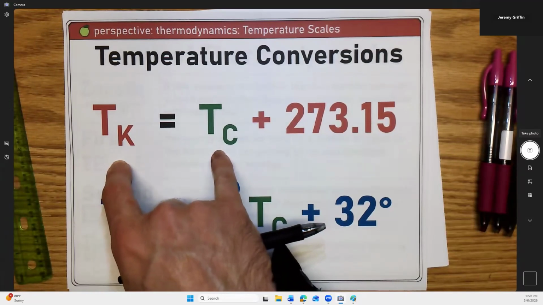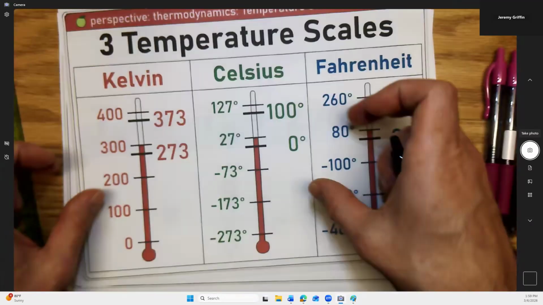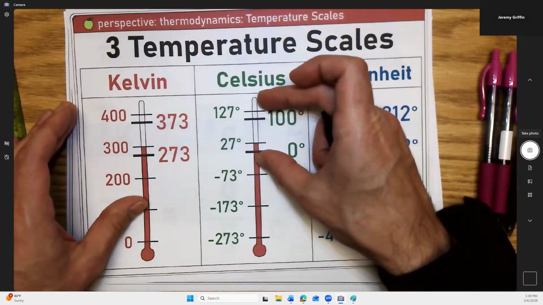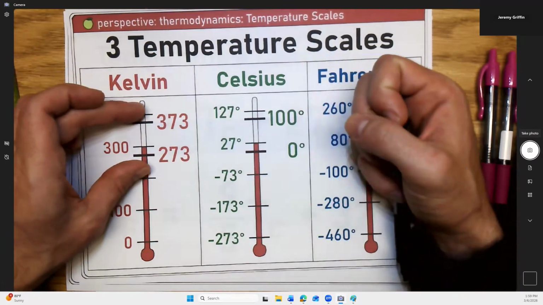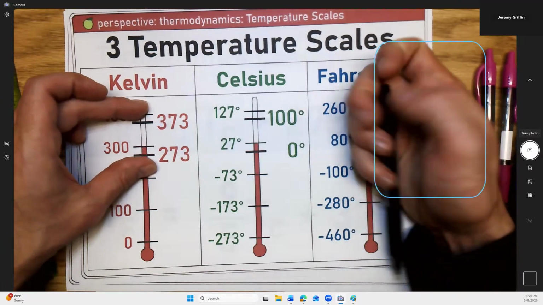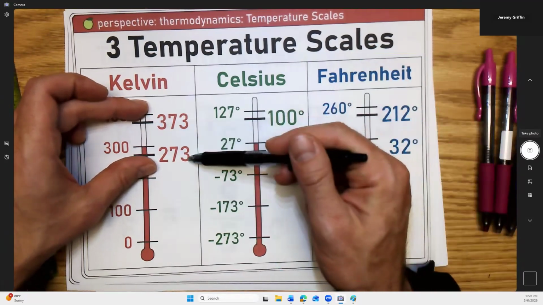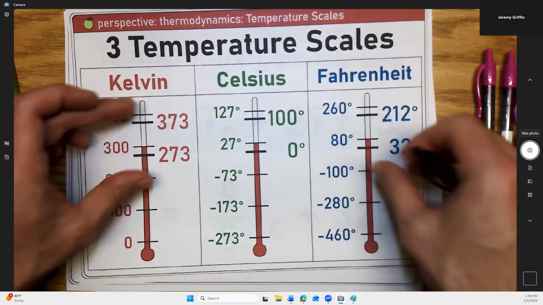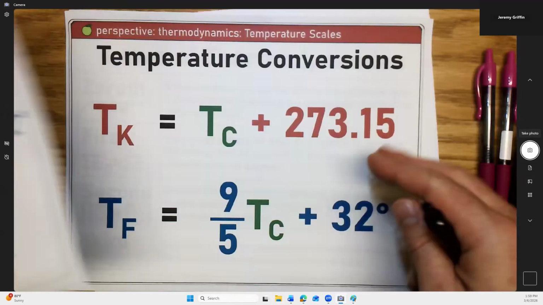Yeah, the change is the same. Okay. Actually, you can see it right here. To go from freezing to boiling in water, that takes 100 degrees Celsius. But how many Kelvin does that take? What's the change here? Guys, what's 373 minus 273? That's also a change of 100, isn't it? Yeah. So the change is the same, but it's just shifted by 273.